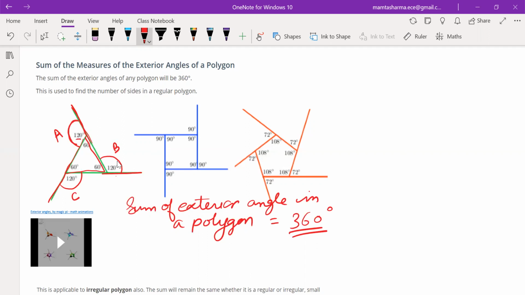Ma'am, even if we take a decagon, will it also have the same? Yes. If you take a decagon, octagon, nonagon, anything, for each polygon the exterior angle sum will be constant, and that will be 360 degrees. I can play this video so you can understand it better.